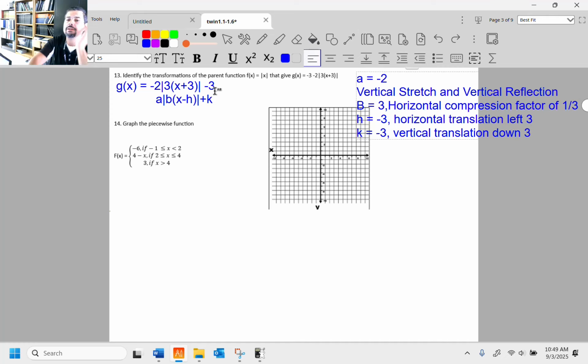You can feed it a 4, you can feed it a 5, and you can go on forever until you hit infinity. But anywhere on that piece, you're going to have a value of 3. It's open at the 4, and then it just runs to the right forever. And there is that piecewise function. 15, write the equation for the piecewise function shown.